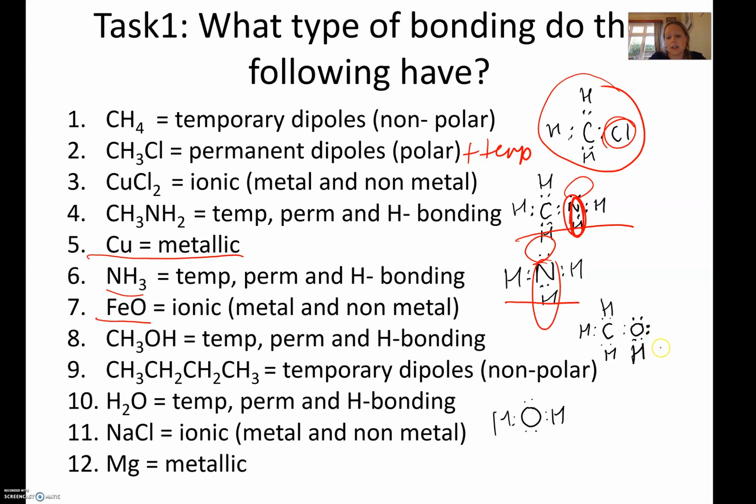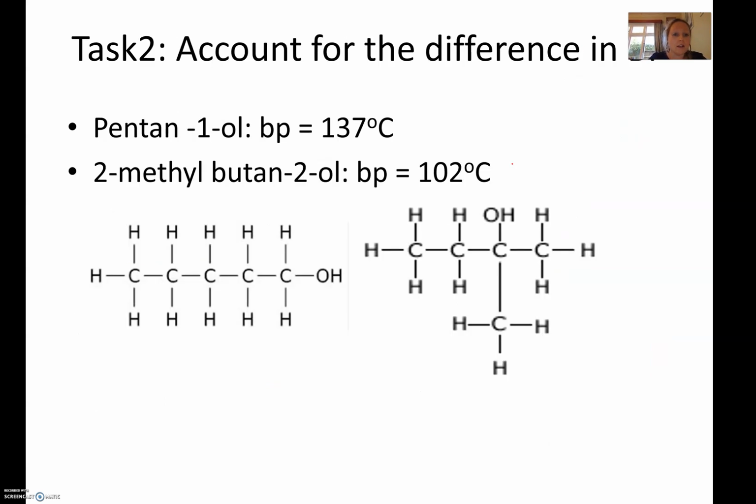Ethanol looks like this, and so you can see here lone pairs that make it polar. It'll have temporary because all molecules do, and there's an O-H covalent bond, so it'll have H bonding. This next one here is just non-polar, so it's just temporary. Water, lone pairs that make it polar. It's got the O-H, so it'll also have H bonding, and because it's a molecule, it'll have temporary because it's got electrons. NaCl, ionic, metal and non-metal, and Mg is metallic. So hopefully that went well. Any questions, see me. Apologies about this, that should have temporary, and I'll add that to your OneNote slide.